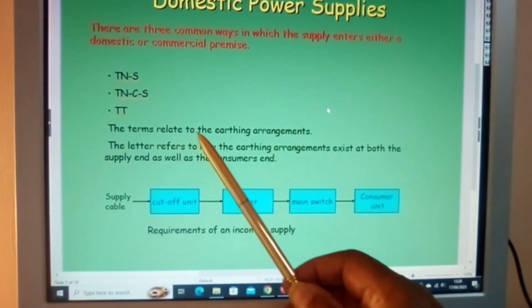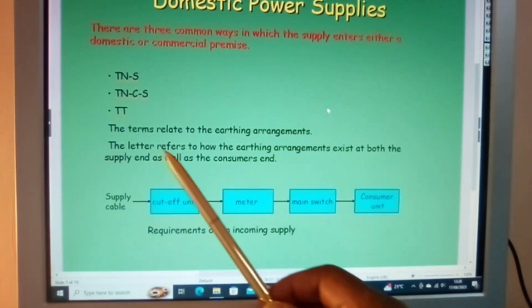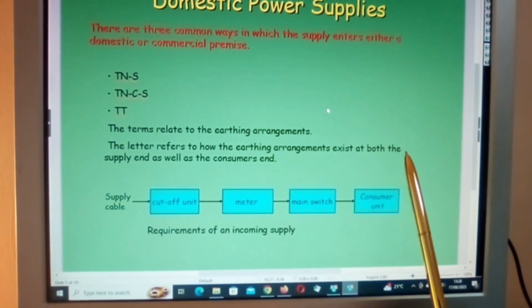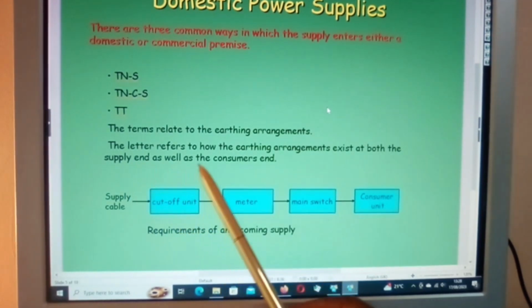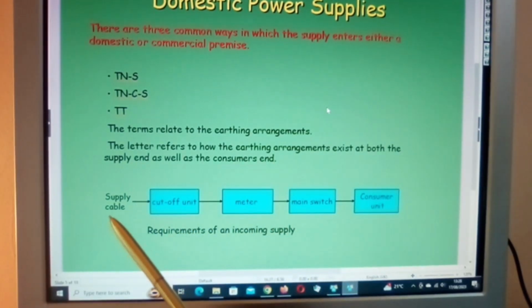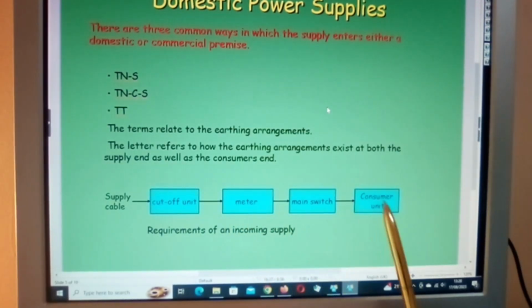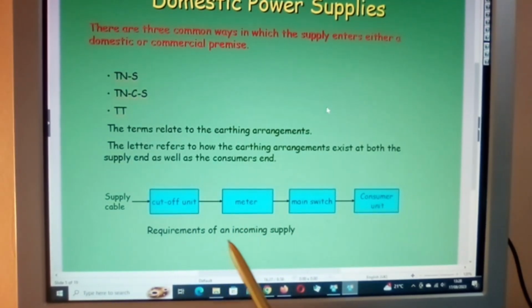The terms relate to the earthing arrangements. The letters refer to how the earthing arrangements exist at both the supply end as well as the consumer end. And here we have supply cable, cutoff unit, meter, main switch, and consumer unit. Requirement of an incoming supply.